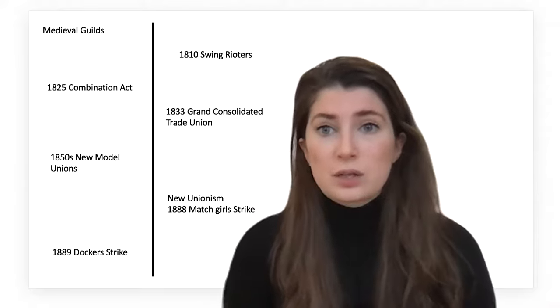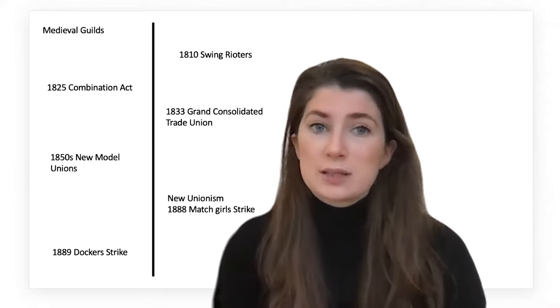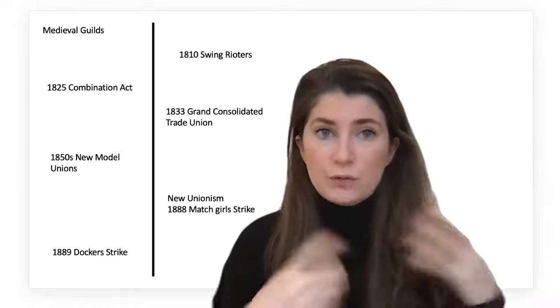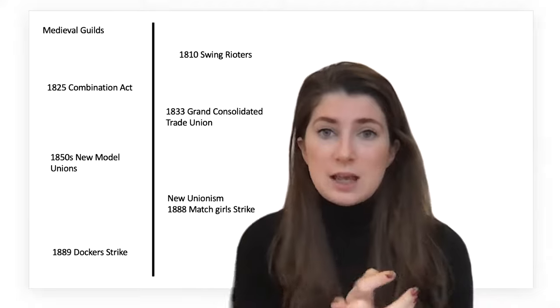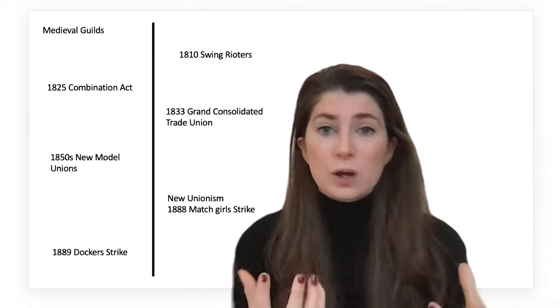This refers to the unskilled workers mobilizing themselves after the example of the new model unions, such as the match girls and the dockers of 1888 and 1889. So this is where we are.